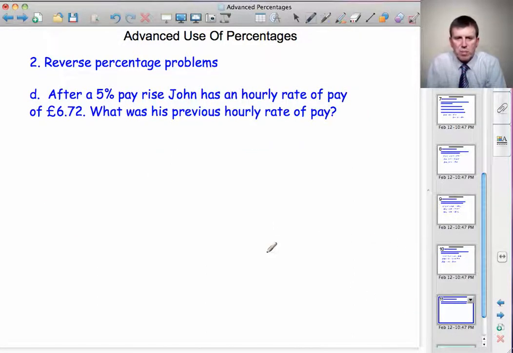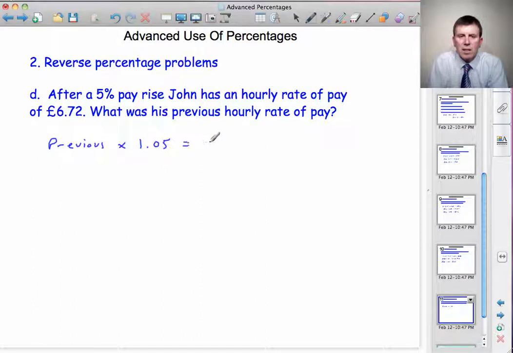And now the last example. After a 5% pay rise, John has an hourly rate of pay of £6.72. What was his previous hourly rate of pay? Well, if we start with his previous rate, what was done to it? It had 5% added, so it was multiplied by 1.05. And that gave him £6.72 as an hourly rate.